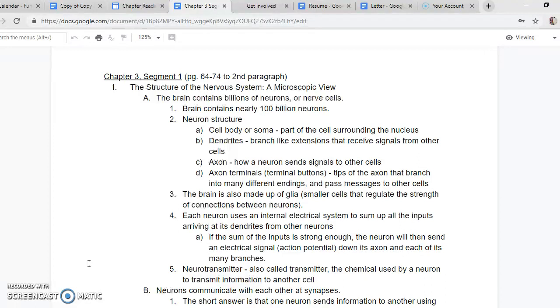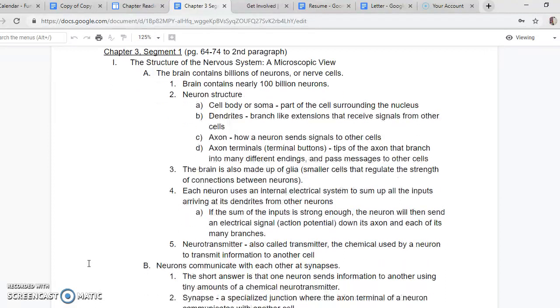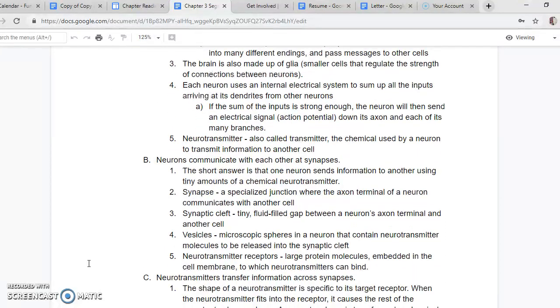Each neuron uses an internal electrical system to sum up all the inputs arriving at its dendrites from other neurons. If the sum of the inputs is strong enough, the neuron will then send an electrical signal called an action potential down its axon and each of its many branches. So the cell will receive multiple electrical signals. If the electrical signal is strong enough, or there is a series that takes it over a certain threshold, an action potential will be created, and this will then send an electrical signal down the axon.